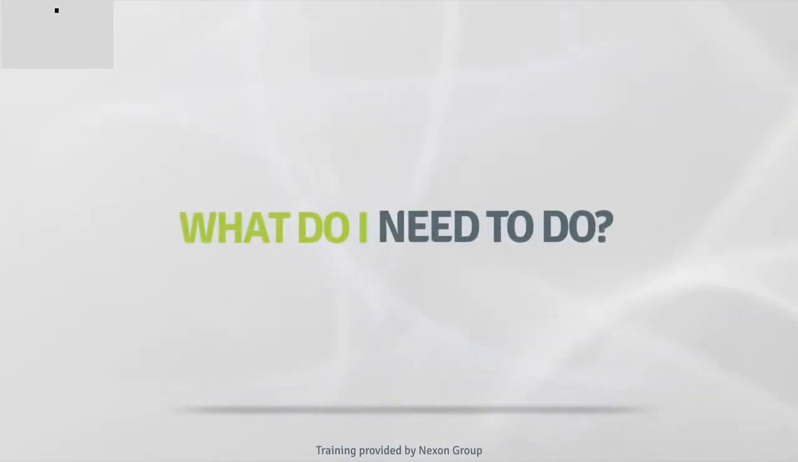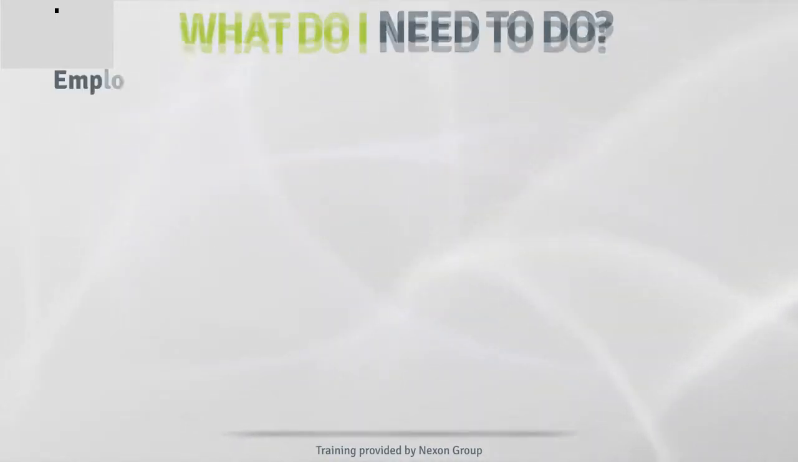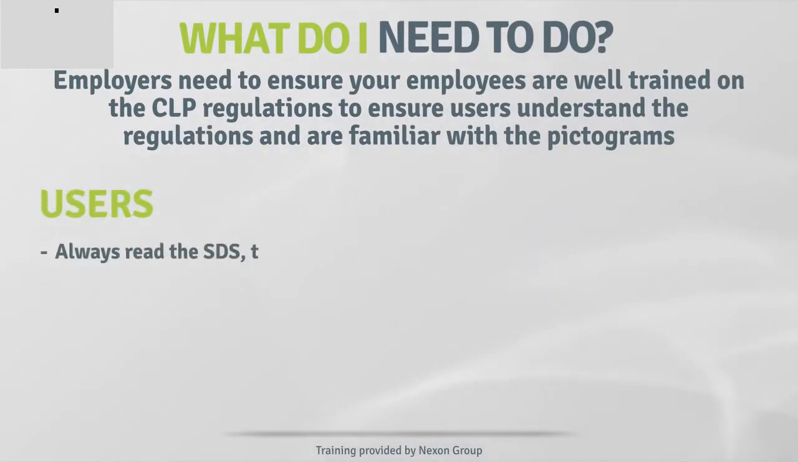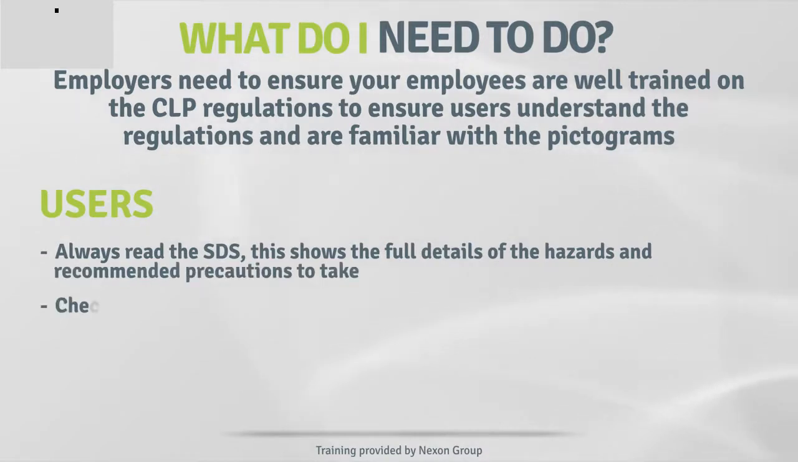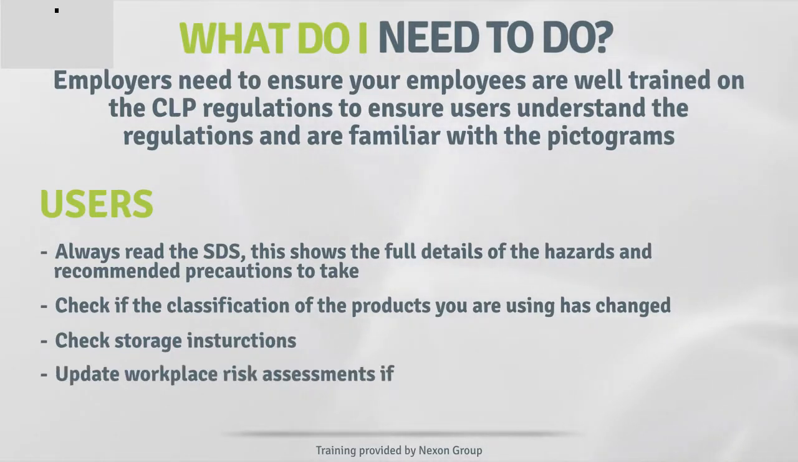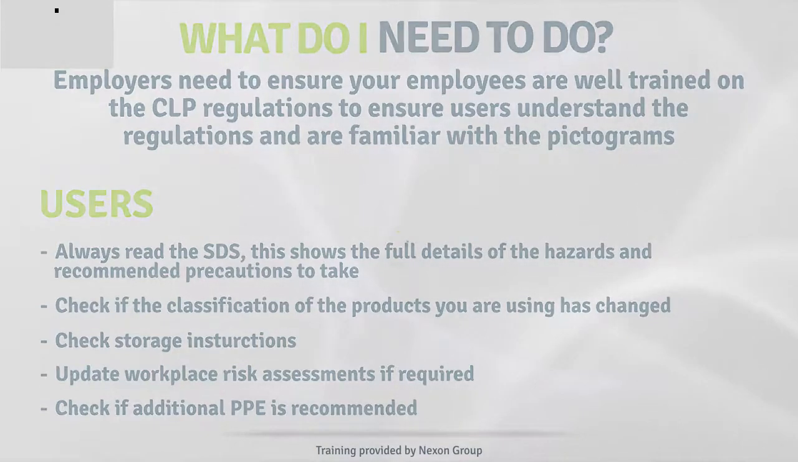So, what do you actually need to do? Employers must ensure their employees are trained on the new CLP regulations. Users of the product should always read the SDS. Check if the classification of products has changed. Check you are storing the product correctly. Check if you need to update your risk assessments. And finally, check if you are using the correct PPE. Thank you.